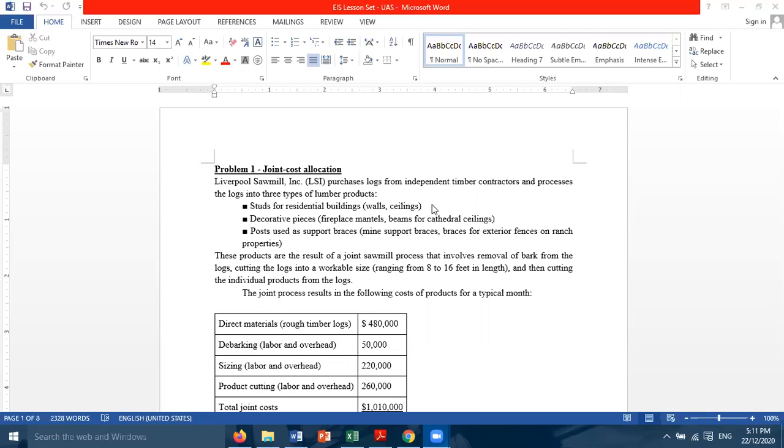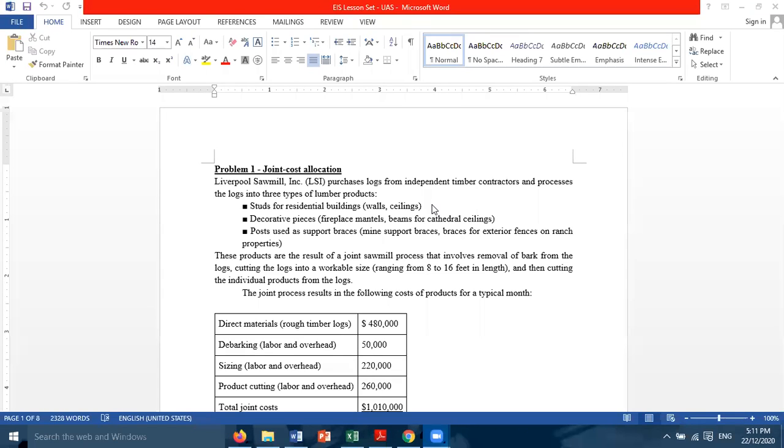Now, I'll explain a little bit about the theories for each major part before going into the problems. So the first one, joint costs and byproducts. What exactly is joint cost? Joint cost is cost of a production process that yields multiple products. Now, what does this mean?